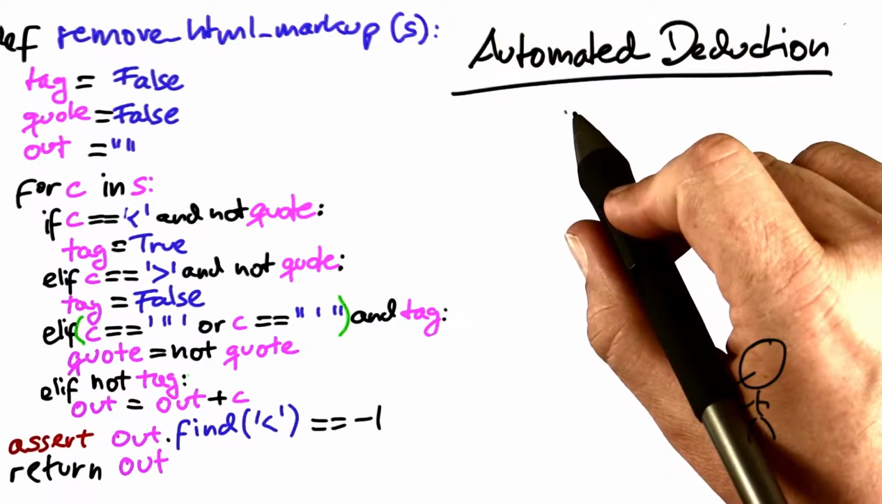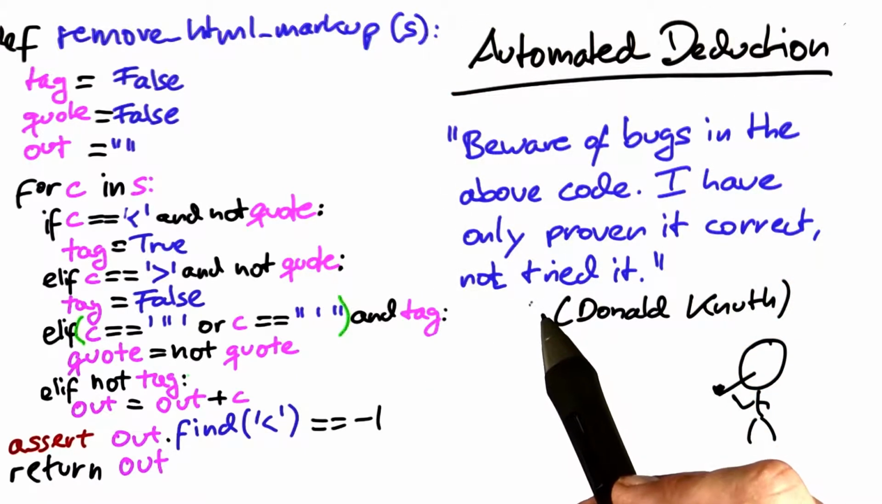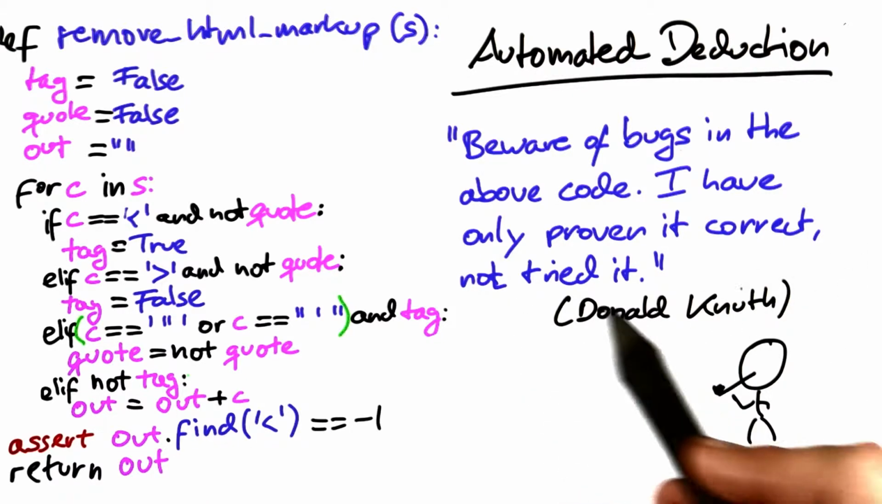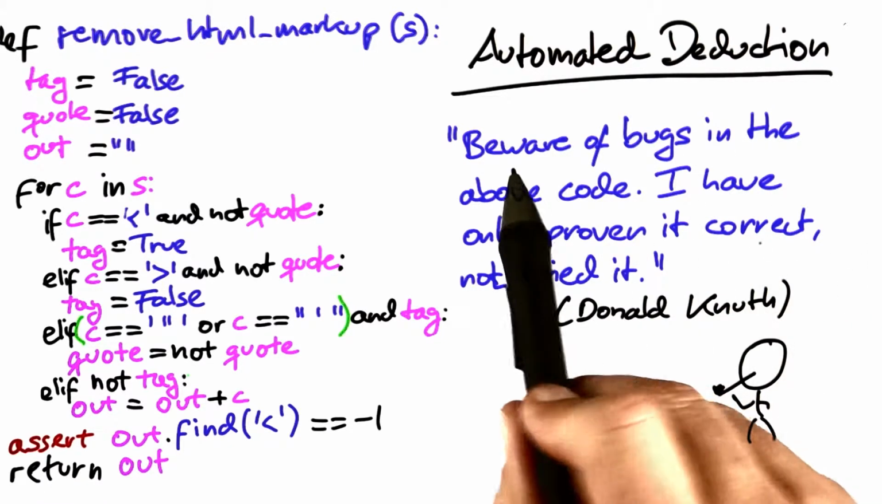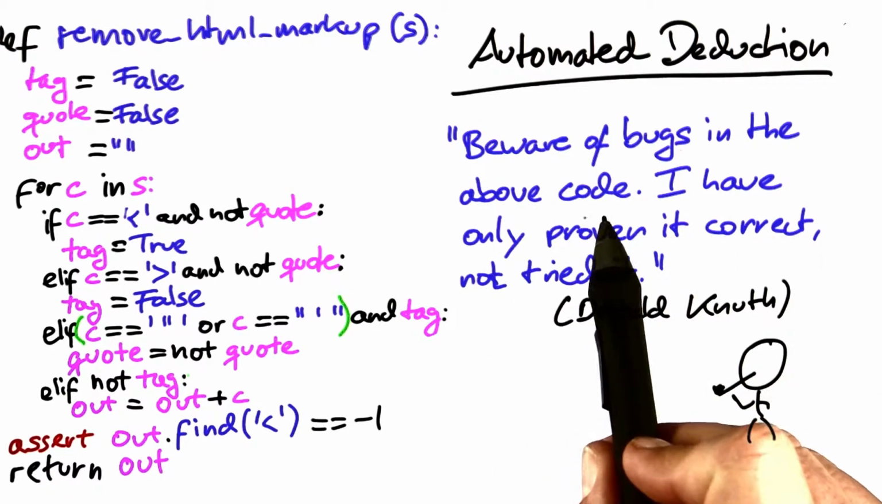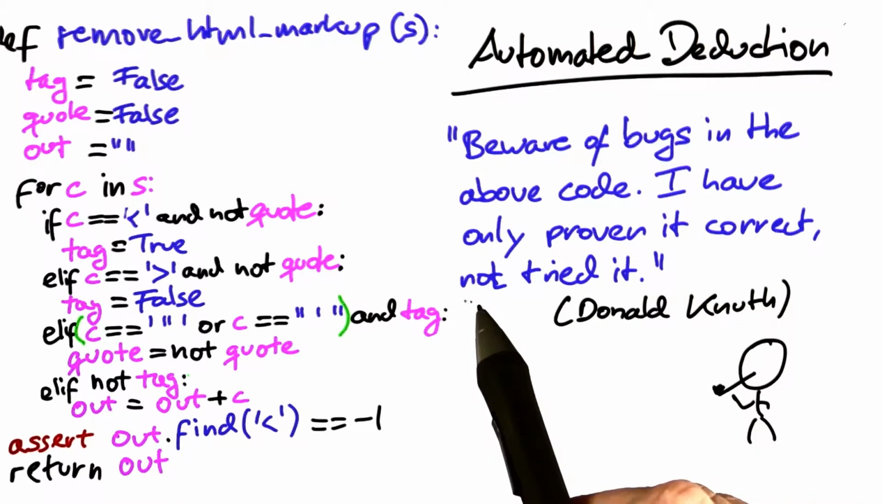This was a nice proof, wasn't it? I must confess that I don't entirely trust my own proof. It's very much like in the quote of Don Knuth, who once said, "Beware of bugs in the above code. I have only proven it correct, not tried it."